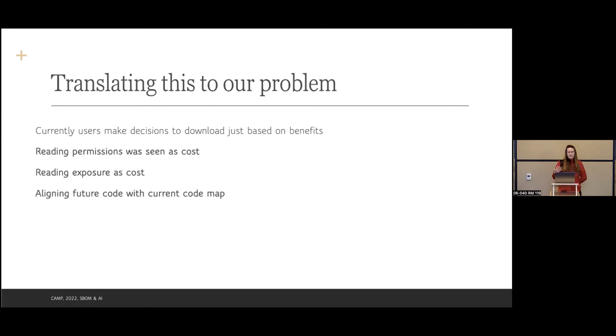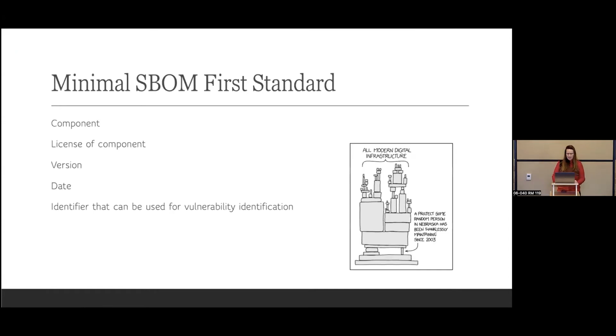How do you translate these findings to our problem? Well, if reading permissions is seen as a cost, reading exposure and dependencies is going to be seen as a cost. Reading exposures, then going over to rating the CVEs. I mean, just think about that ecosystem that I described. That has got to be made transparent and subject to communication. And it might be different for different entities.